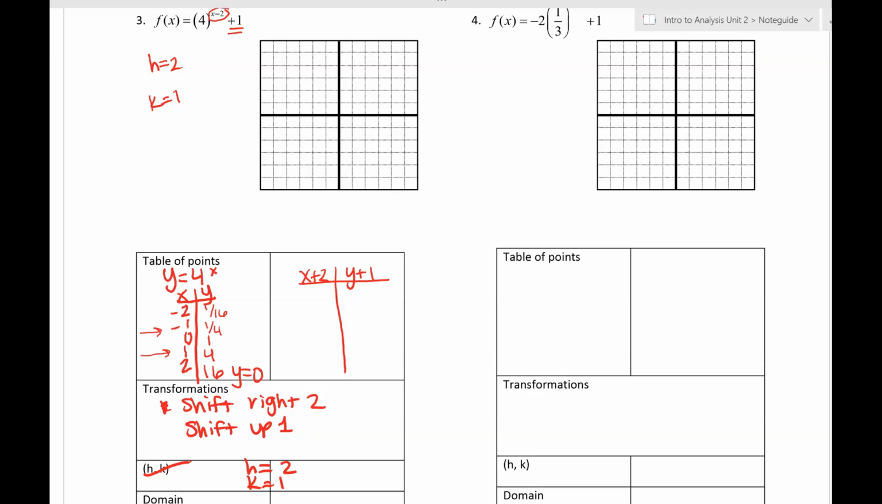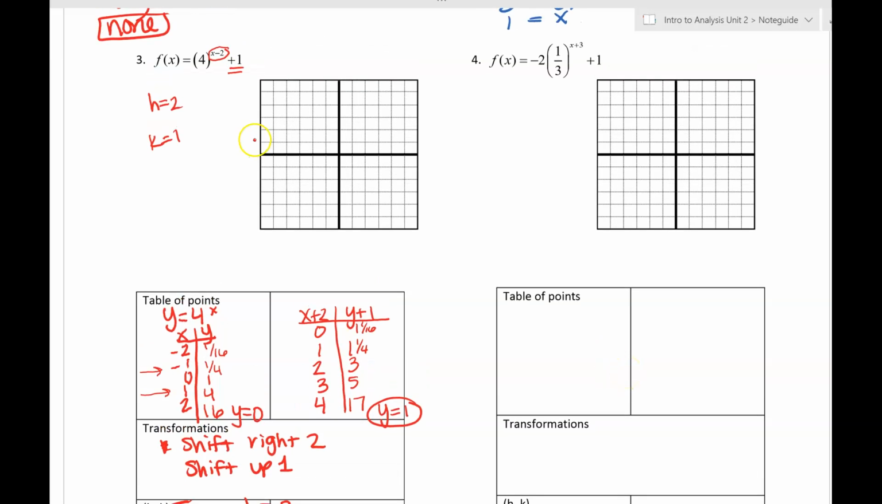So I'm first going to take all the x values and add 2. And that's going to give me this new list of x values. I'm going to take the y values and add 1. So 1 plus a 16th is 1 and 1/16, like a little tiny bit more than 1. 1 plus 1/4 is 1 and 1/4. And you guys have a calculator, so you guys can get these in decimal form if needed. 2 plus 1 is 3. 4 plus 1, 16 plus 1. And even my asymptote, 0 plus 1, will now put the asymptote at 1.